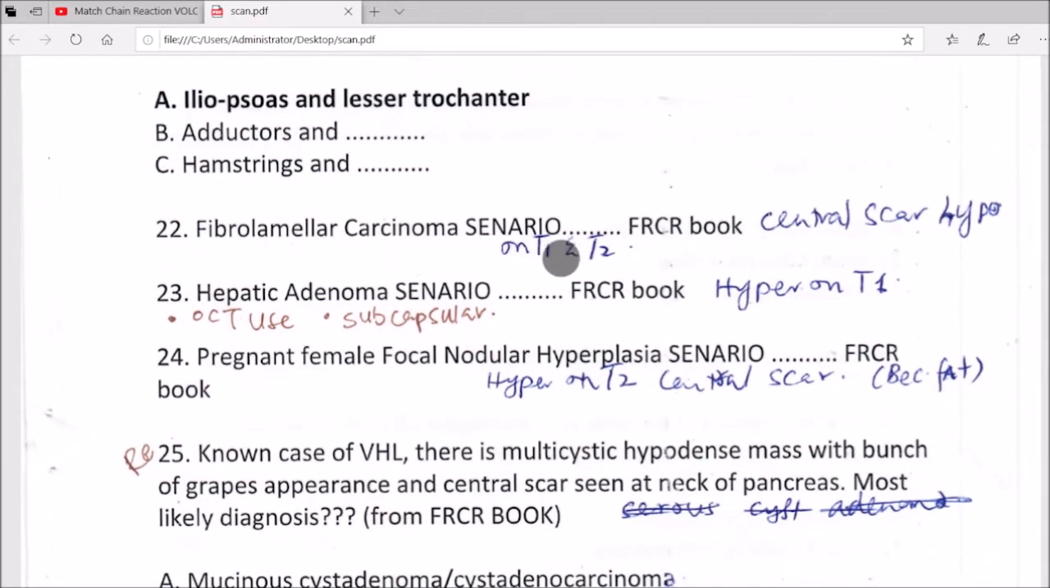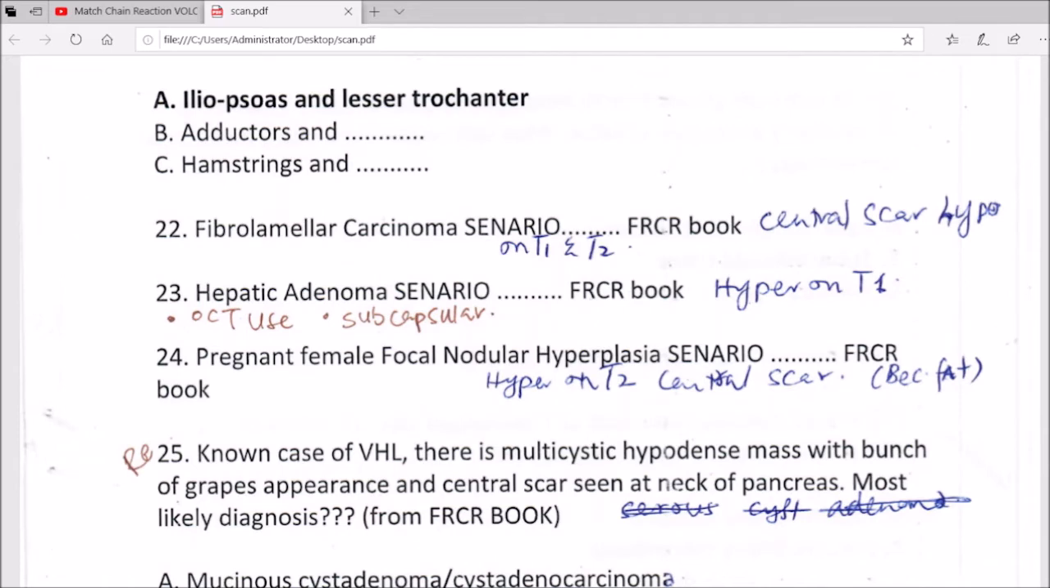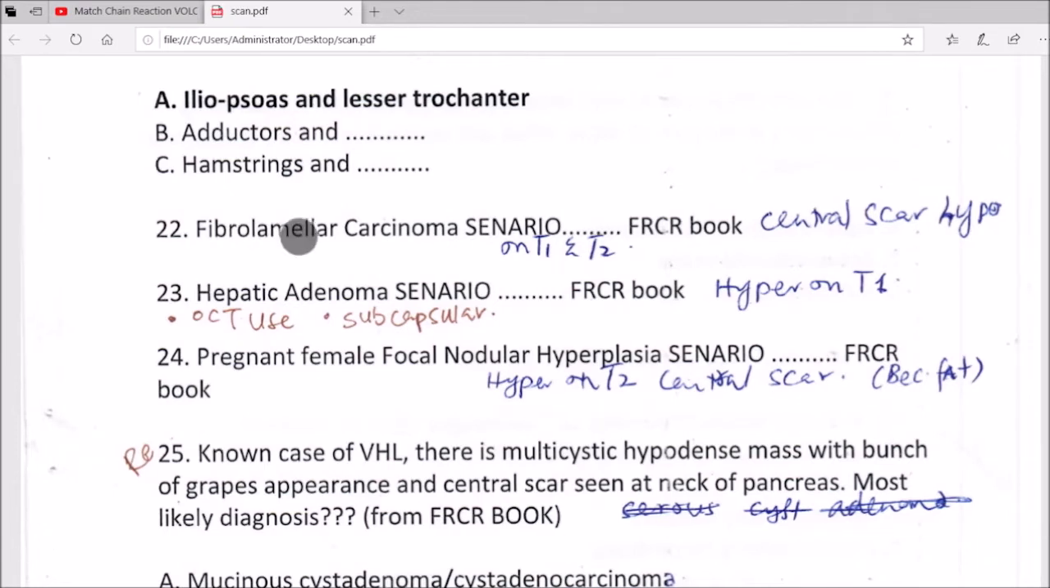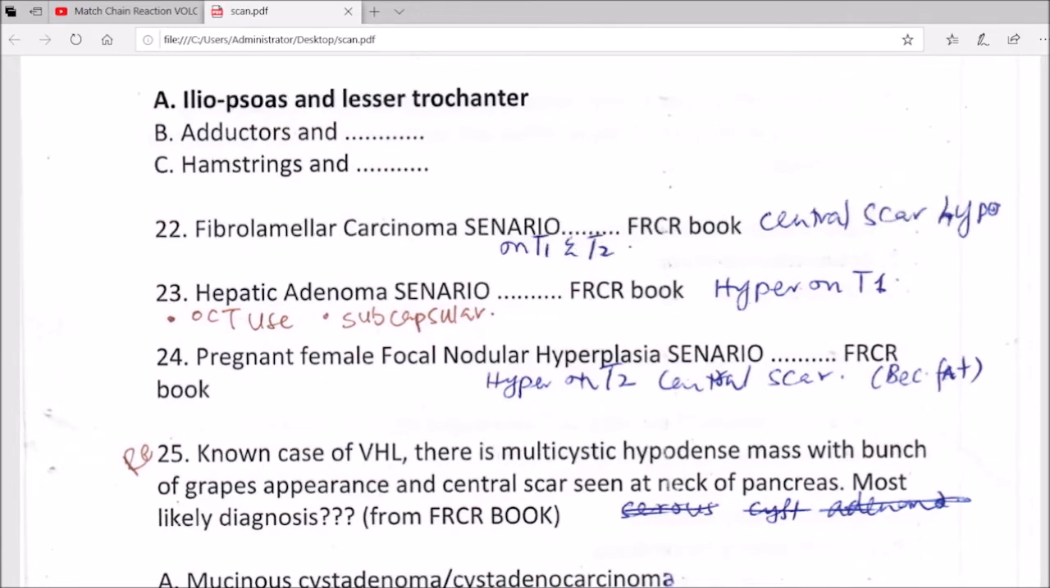22. Fibrolamellar carcinoma scenario from the FRCR book: central scar that is hypointense on T1 and T2.